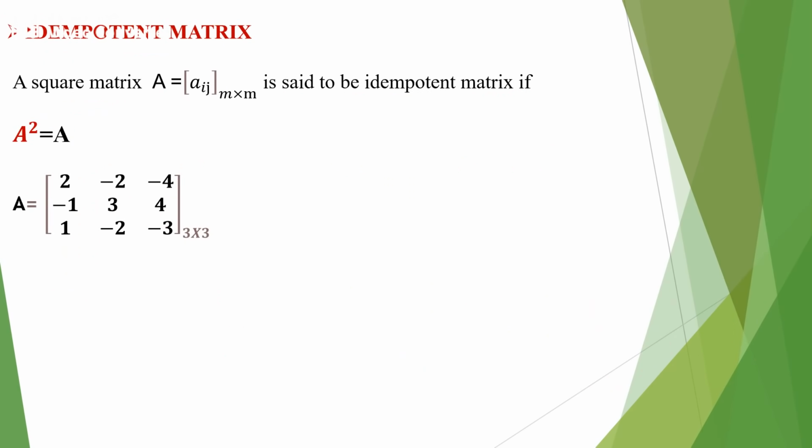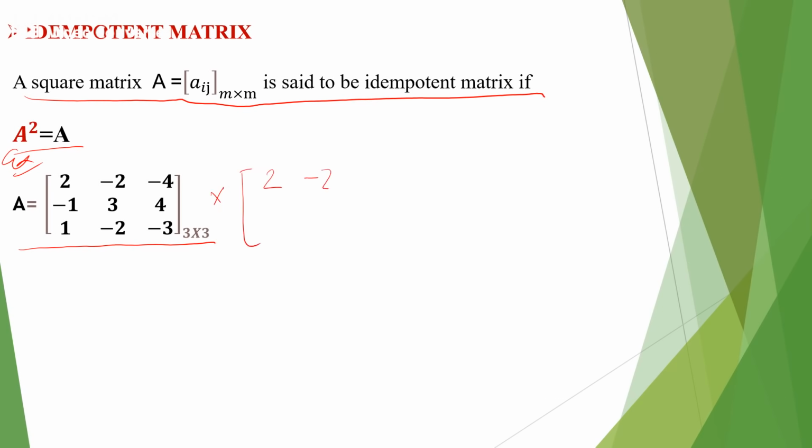Now another matrix is the idempotent matrix. A square matrix of order m is said to be idempotent if a matrix multiplied by itself gives the matrix. For example, that matrix is an idempotent matrix. If you multiply that matrix by itself, we get the matrix again. So just check by multiplying that matrix with itself.